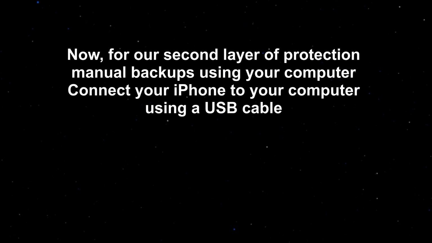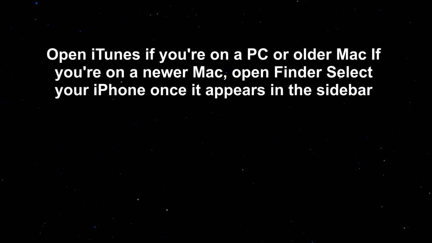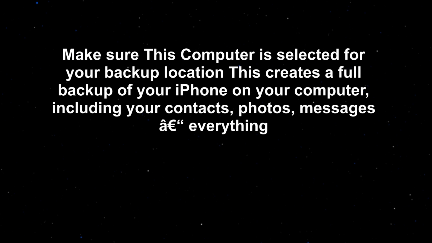Now, for our second layer of protection, manual backups using your computer. Connect your iPhone to your computer using a USB cable. Open iTunes if you're on a PC or older Mac. If you're on a newer Mac, open Finder, select your iPhone once it appears in the sidebar. In iTunes, under the Summary tab, or in Finder, you'll see a Backup Now button. Click it. Make sure This Computer is selected for your backup location.